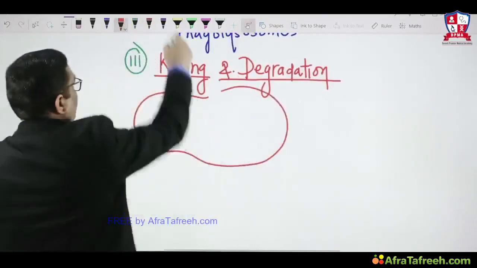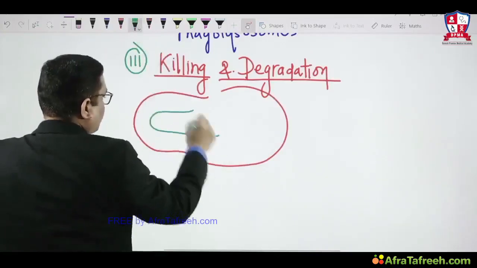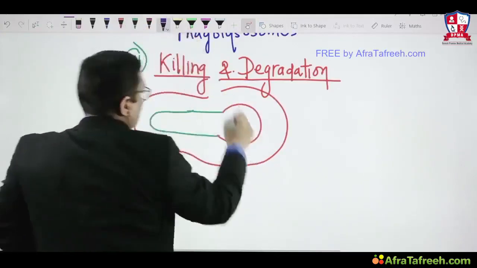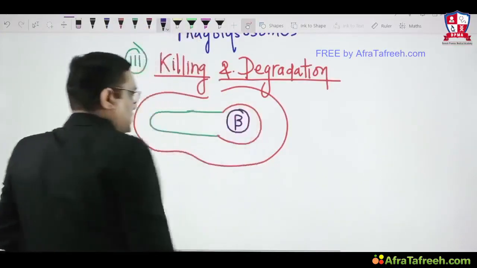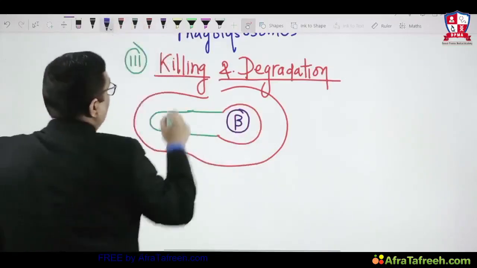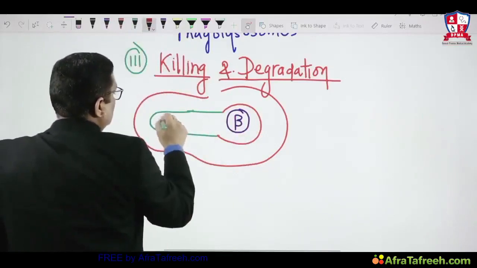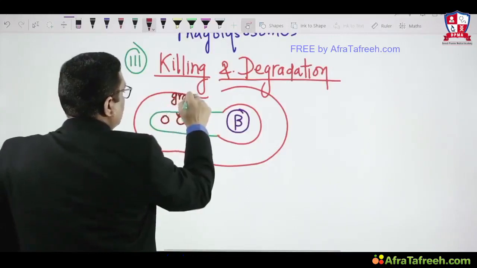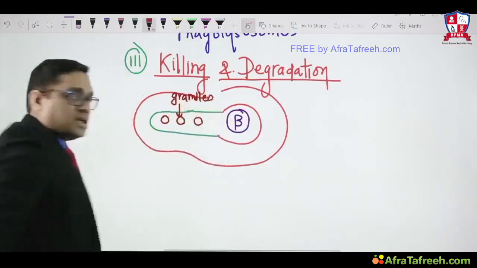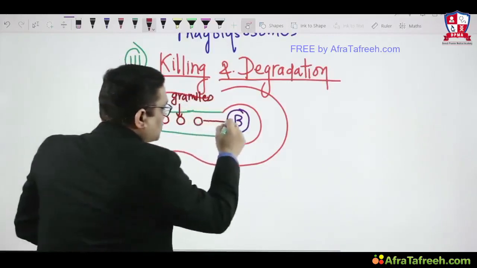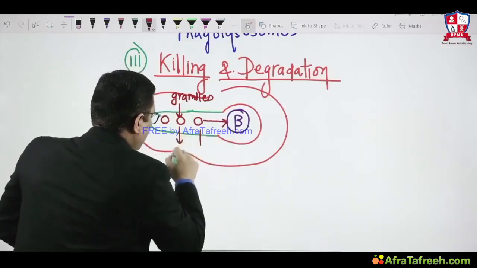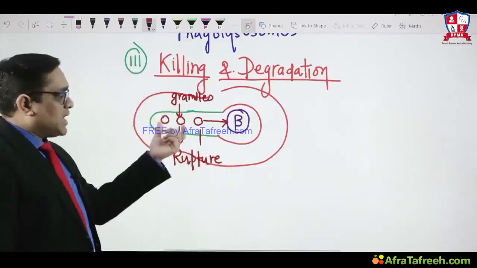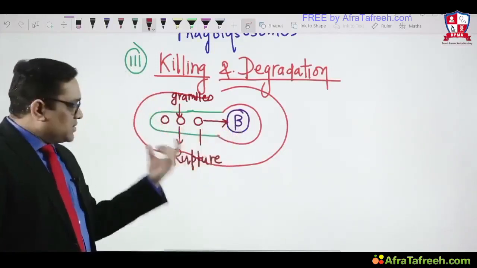This is the macrophage. This is the lysosome. As I have told you, lysosome will be connected to the phagosome, and phagosome will be having bacteria, right? Lysosomes, they will be having lysosomal granules, right? So now I am showing you these are lysosomal granules, right? So lysosomal granules, when they are exposed to the bacteria, this lysosomal granule will be having rupture, right?